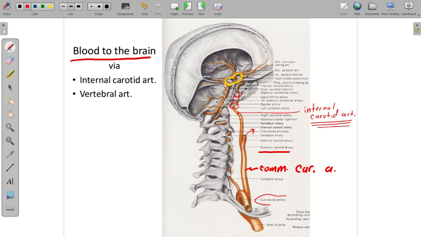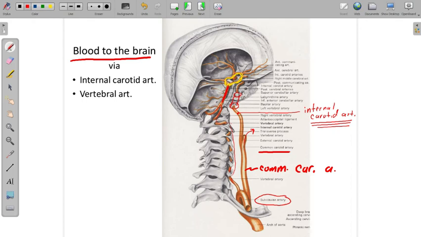And they are down here. And they branch off of the subclavian. They run through the transverse processes of the cervical vertebrae. And then the right and the left vertebral arteries merge. And then they form this trunk, and they also supply the circle of Willis. So the two main supply blood vessels to the brain are the internal carotids and the vertebral arteries.